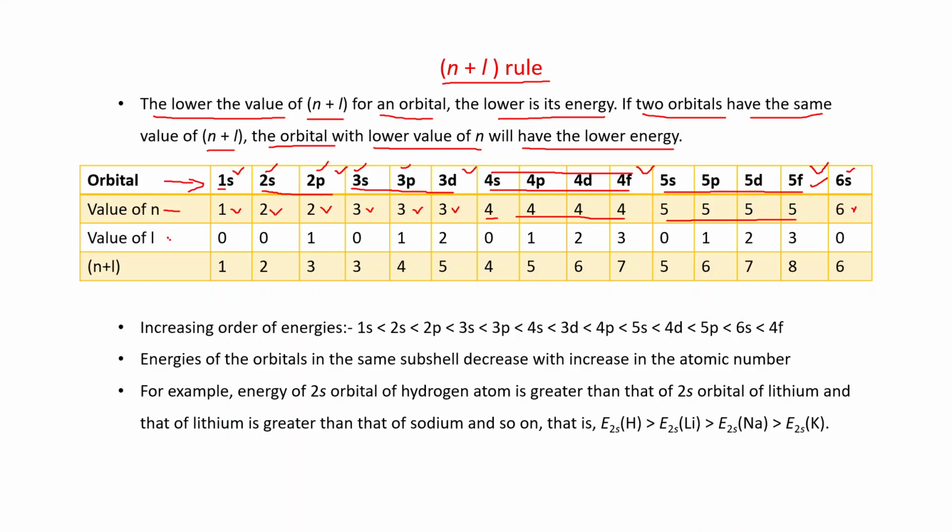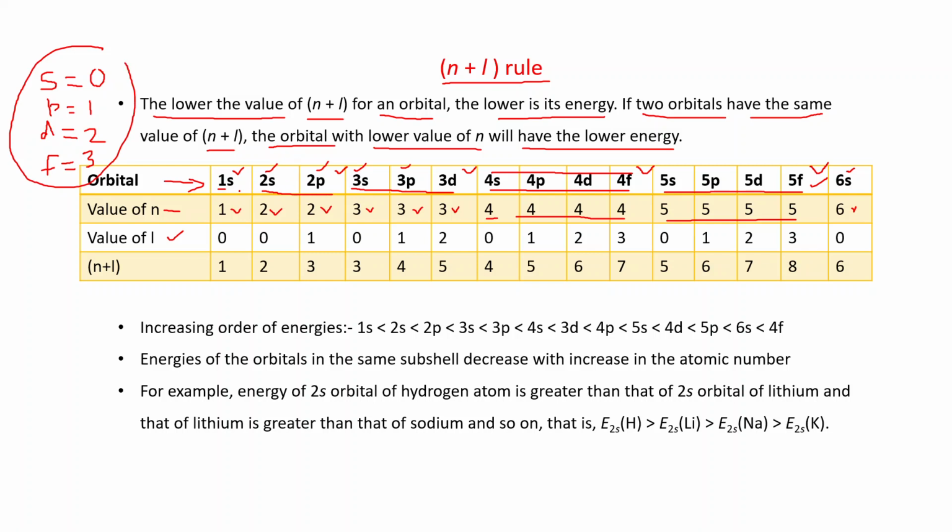Then value of l. How can we determine the value of l? We have discussed the quantum number, azimuthal quantum number. If an s subshell is there, the value of l is always 0. For p subshell, the value of l is 1. For d subshell, the value of l is 2. For f subshell, the value of l is 3. Whatever the shell in which these subshells are present, we will decide the value of l for these subshells like this.